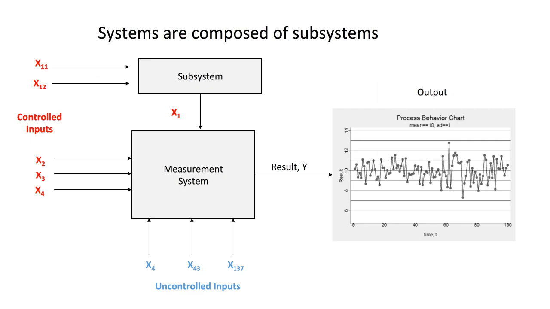It's important to note that systems are composed of subsystems. When controlling a process, you will find that an input, for example, x1 in this diagram, is the output of another system. Thus, to control the variation in x1, we need to control the inputs which determine the variation in x1. These are x11 and x12 in the diagram above.